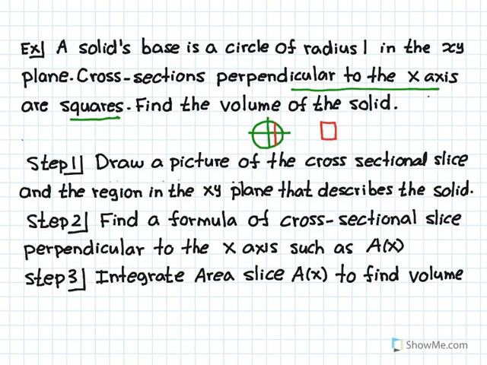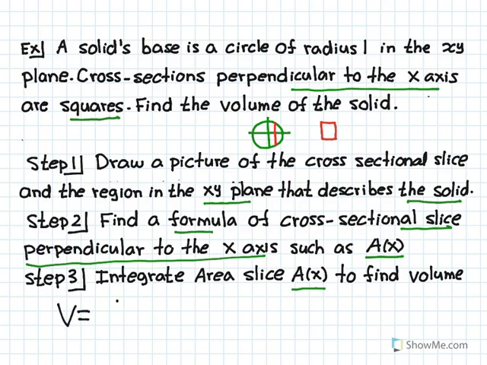All right, so the first step, as always, is to draw a picture of the cross-sectional slice and a region in the xy plane that describes the solid. The second step is to find a formula for the cross-sectional slice perpendicular to the x-axis, such as A of x. And the third step is to integrate the area slice A of x to find the volume of the solid. So the volume is the integral from a to b of A of x dx. And the key concept is that the cross-sectional slice is perpendicular to the x-axis, so we add up these slices in the x direction to find the volume of the solid.